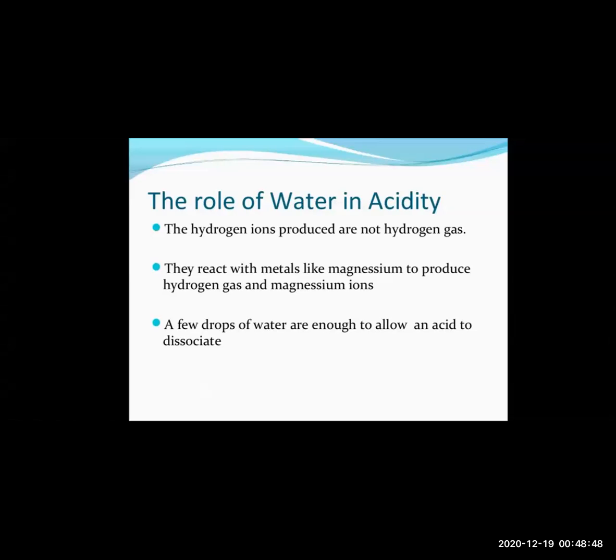As we all know, whenever the acid reacts with water, only hydrogen ion is produced, not hydrogen gas. Hydrogen gas is produced only when the acid is reacting with metals like magnesium. I gave you the example of the magnesium ribbon reacting with sulfuric acid. When this reaction takes place, hydrogen gas gets liberated.